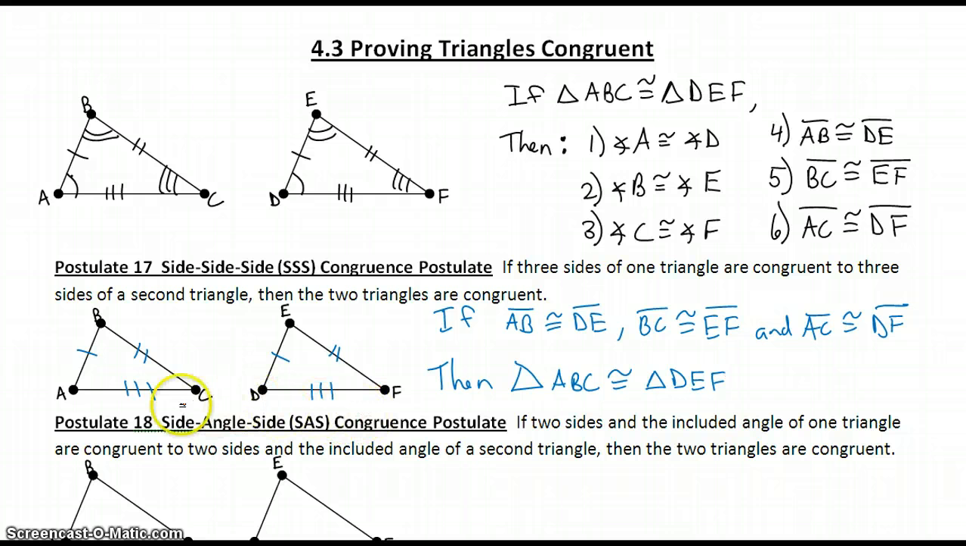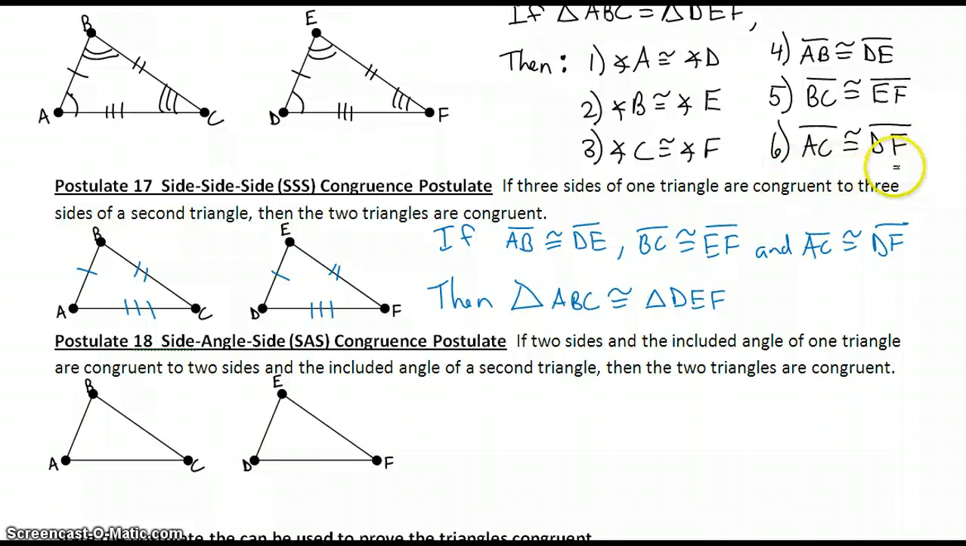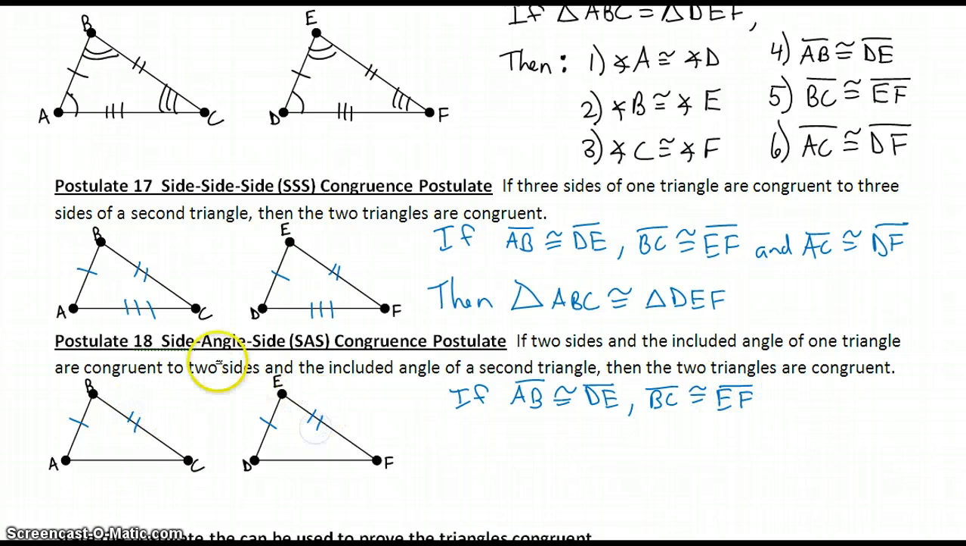Our second way to prove triangles congruent, side, angle, side. Again, we don't need all 6 corresponding parts congruent. We just need 3 as long as they're in the correct order. If AB is congruent to DE, BC is congruent to EF, we have side, side, and we need the angle between those sides to be congruent.